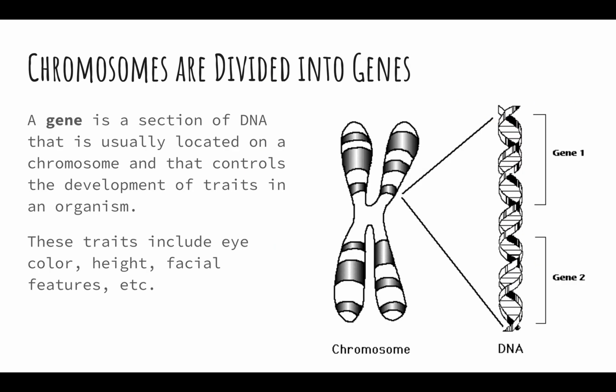First, some definitions you'll need to know. If you look closely at every chromosome, you would see that they are actually divided up into genes. And a gene is a section of DNA that's usually located on the chromosome, and it controls the development of traits. Those are the genes that you've heard of before. Those could be anything from your eye color, your height, your facial features, certain genetic disorders, or even your biological gender is all controlled by genes and chromosomes.